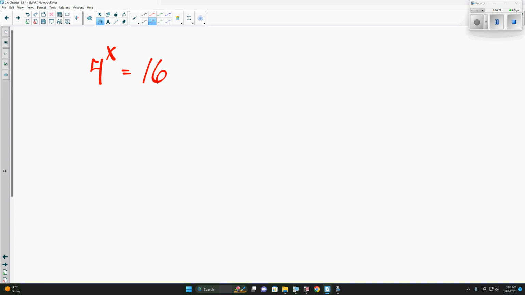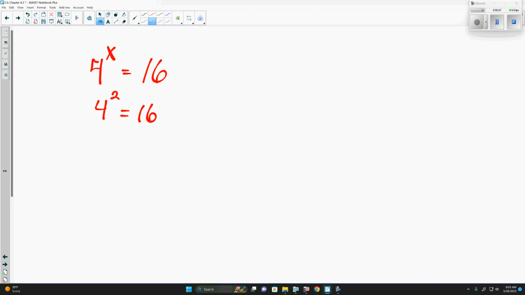Now, if we said 4 to the x is equal to 16, we don't necessarily need an exponential function or a logarithmic function to solve it, because we're just saying 4 to what power is 16? Well, 4 squared is 16, so x is 2.